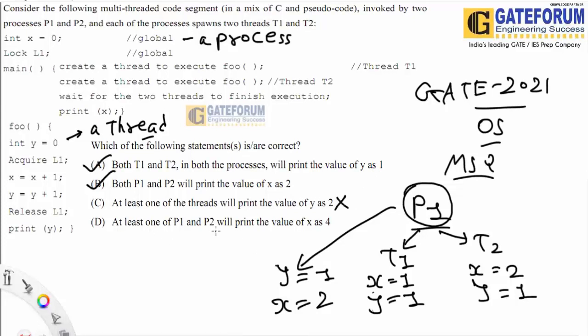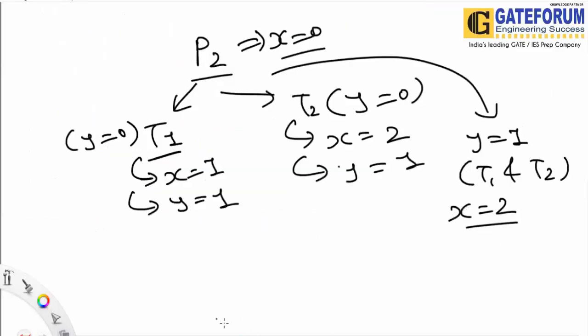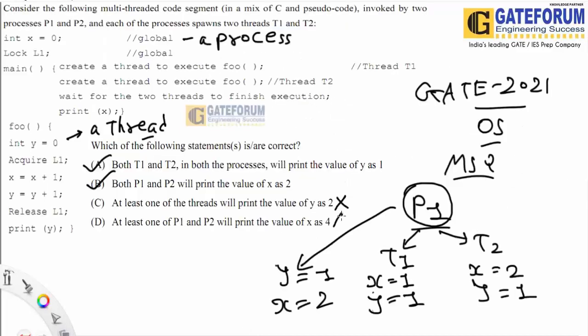At least one of P1 and P2 will print when the value of x is 4. So the x value of 2 is printed by P1, and the x value of 2 is printed by P2 also. So this one is also false. So the correct answer for this particular question is A.